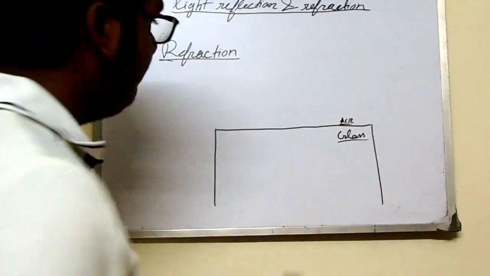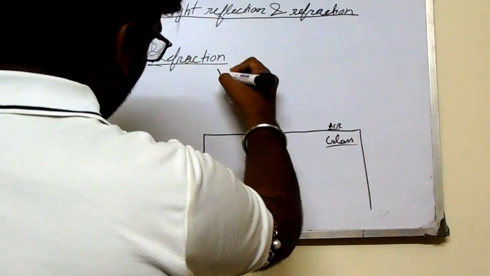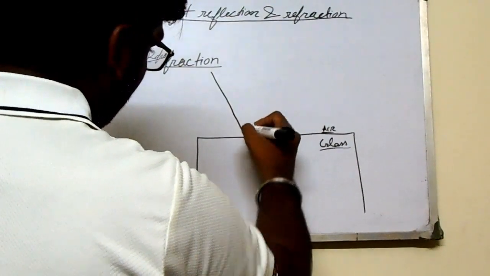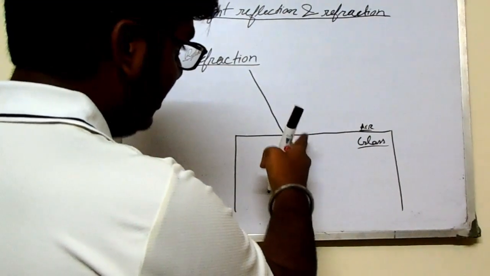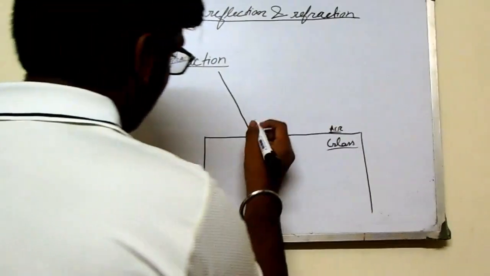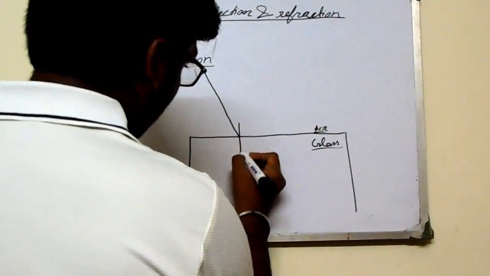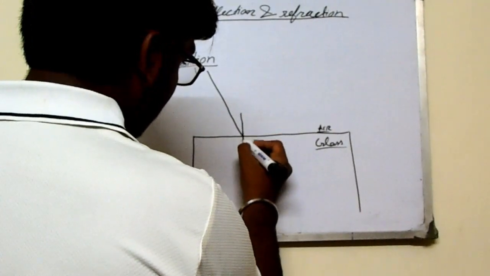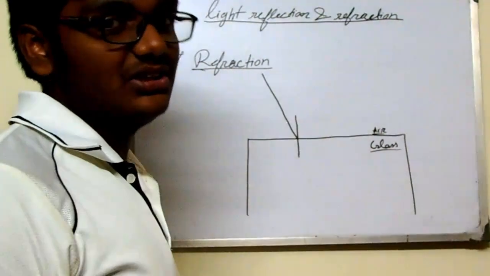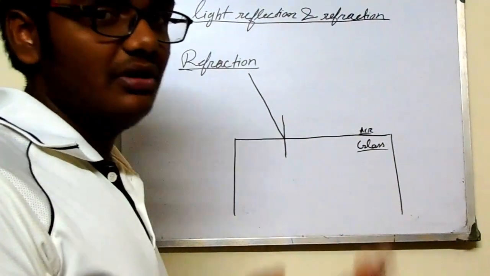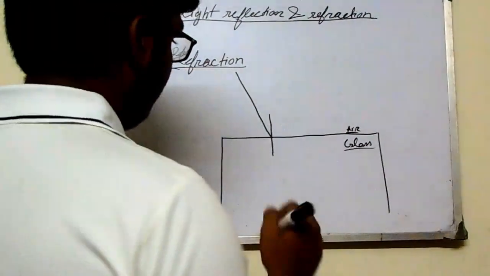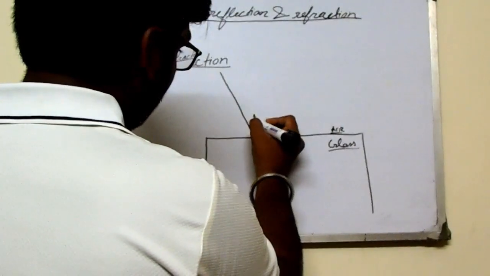So what will happen? The incident ray is coming, falling on the surface and entering the glass. A normal is also there. In every case, normal is there. In reflection or refraction, the normal should be there. This is the normal.